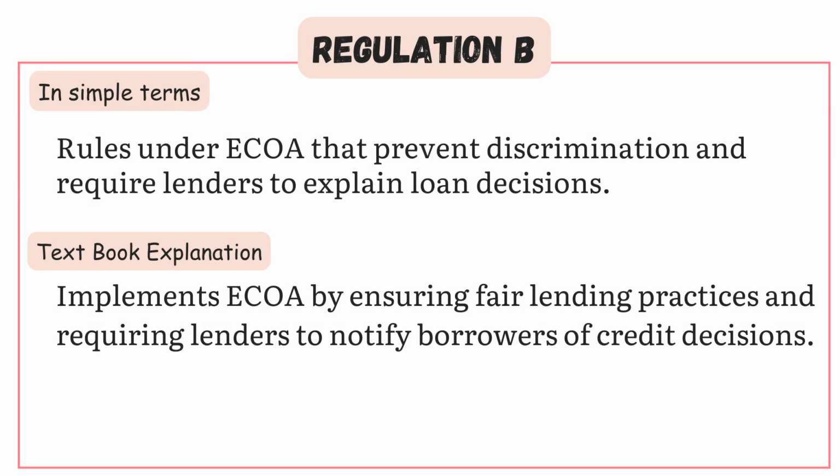Regulation B, in simple terms, it is rules under ECOA that prevent discrimination and require lenders to explain loan decisions. As per textbook definition, Regulation B implements ECOA by ensuring fair lending practices and requiring lenders to notify borrowers of credit decisions.